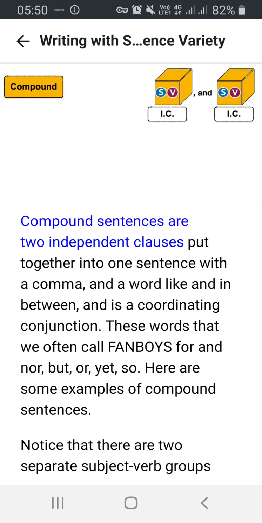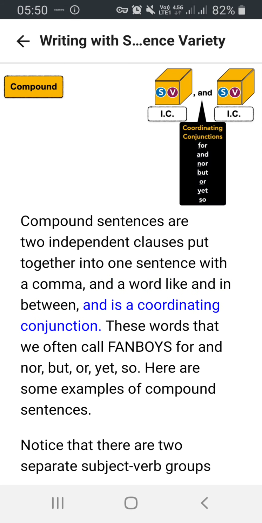Compound sentences are 2 independent clauses put together into one sentence with a comma and a word like and in between. And is a coordinating conjunction. These words we often call fanboys. For, and, nor, but, or, yet, so.